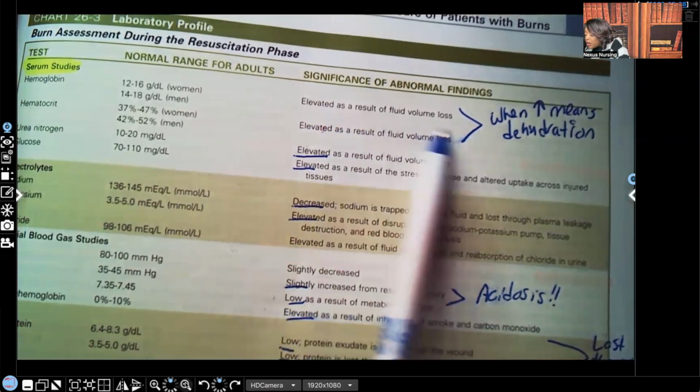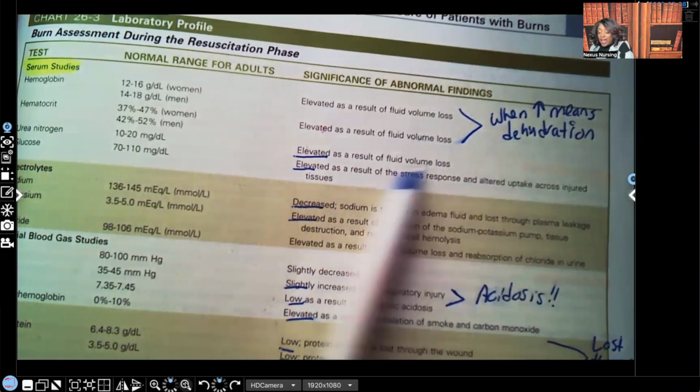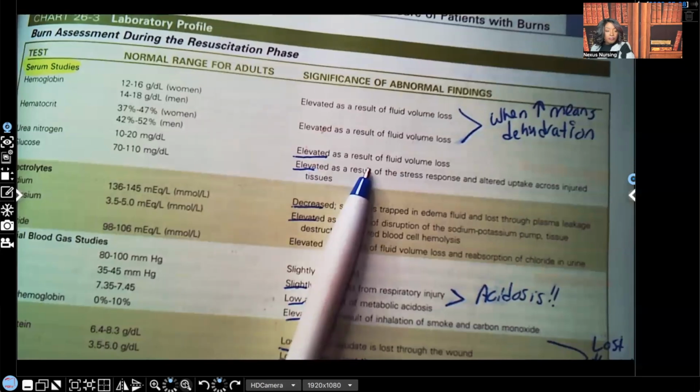What did I write here? When increased, yes. So when the H&H is increased, that means dehydration. You need to know that. What about the urea nitrogen? That is going to be elevated because of the fluid loss.